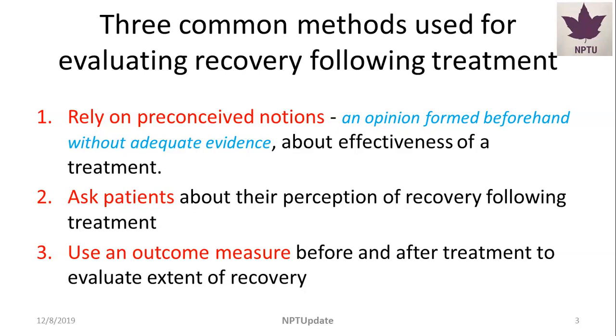The third is using an outcome measure. Not so common, but a small proportion of us, especially young clinicians who are just coming out of college and are currently being trained in using outcome measures, often use an outcome measure, such as the visual analog scale for pain or some functional measure, before and after giving treatment, and look at the changes in the score to evaluate if the patients are getting better or not. So these are the common methods used to evaluate treatment.